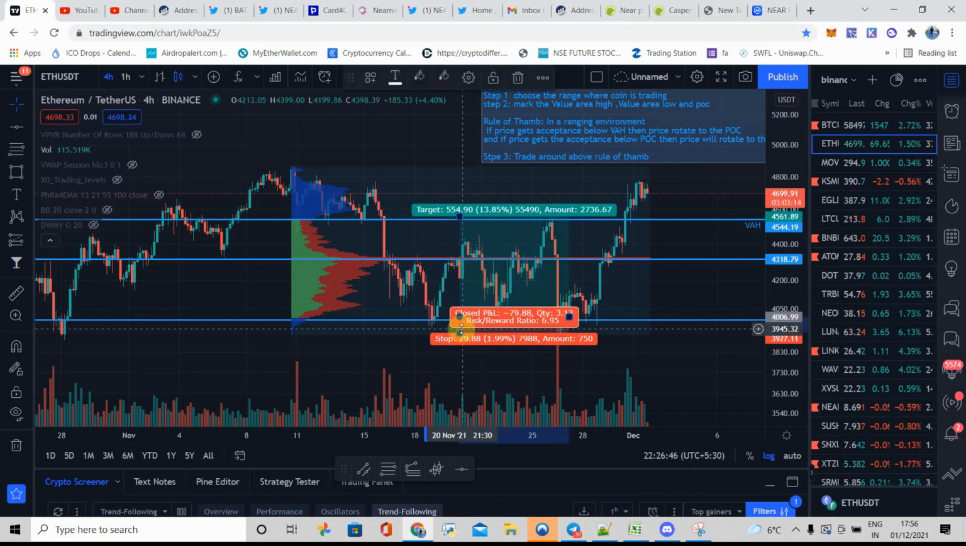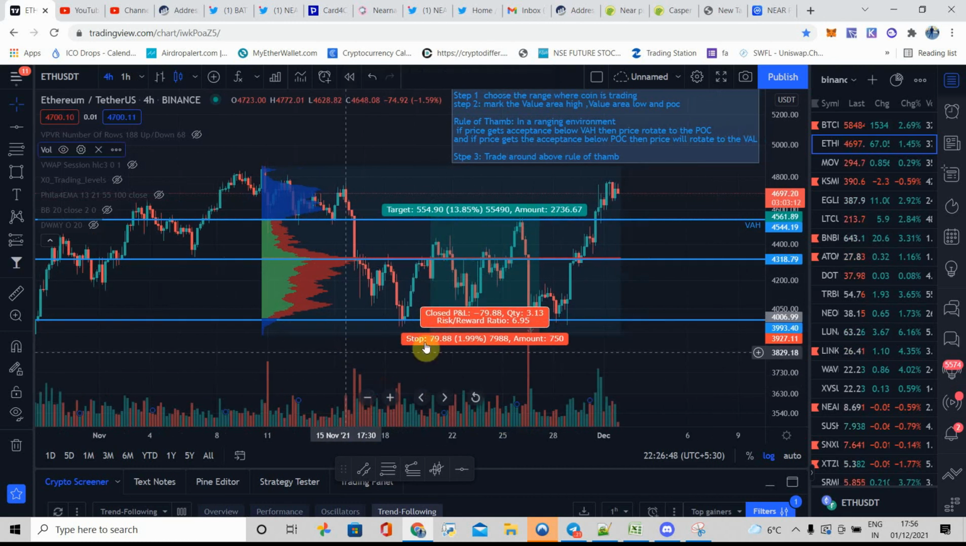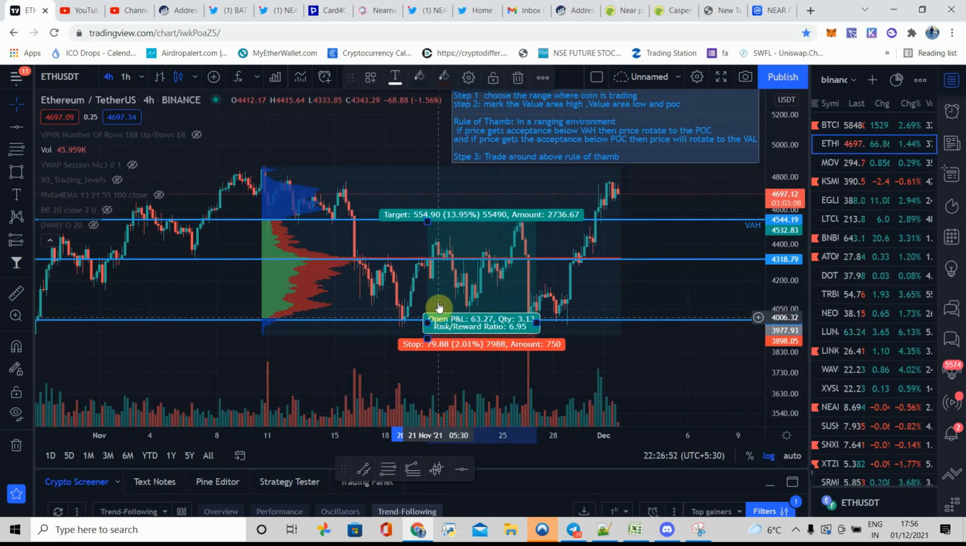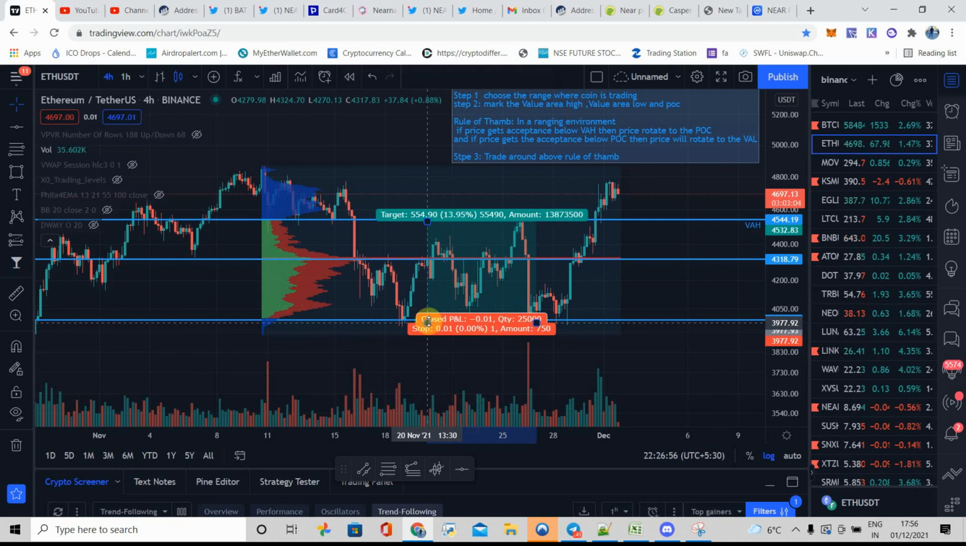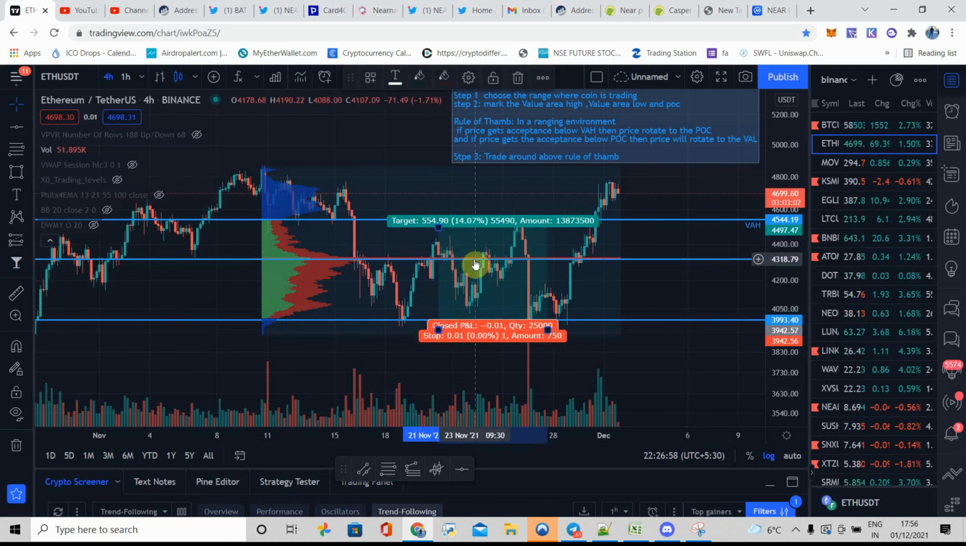Generally what I do, I take the trade at the value area low, and once price rotates to the point of control, I move my stop to break even, and I book 25 or 50% here and keep the rest for the target at the value area high.